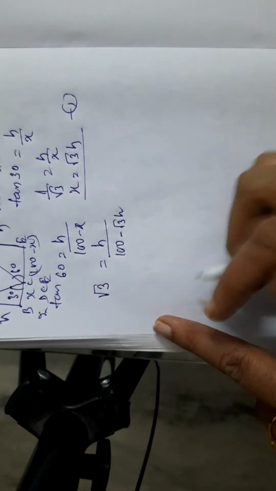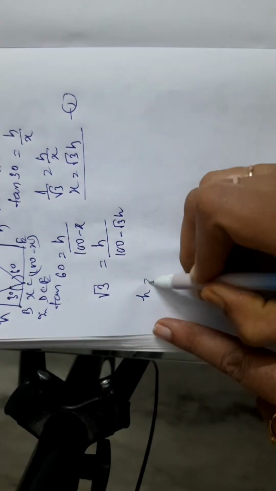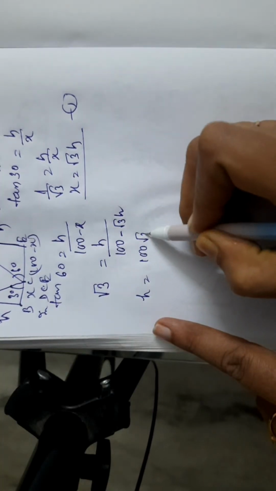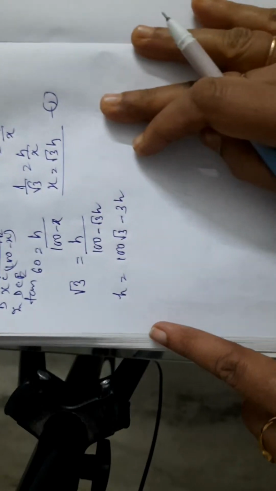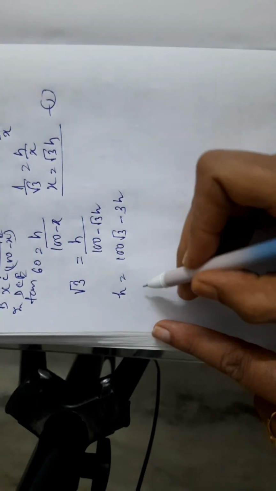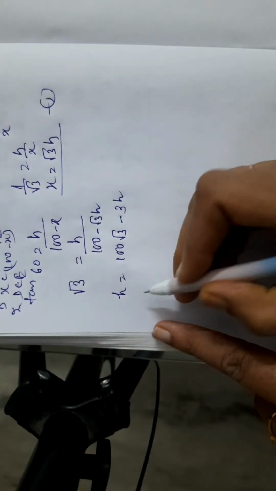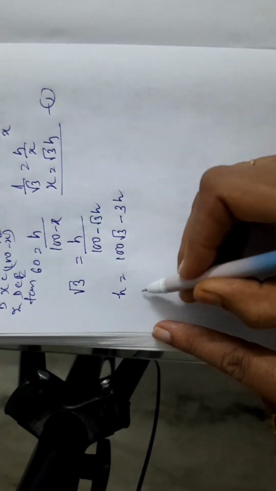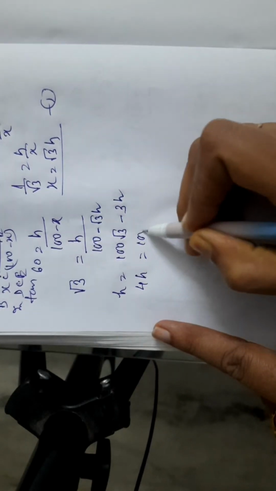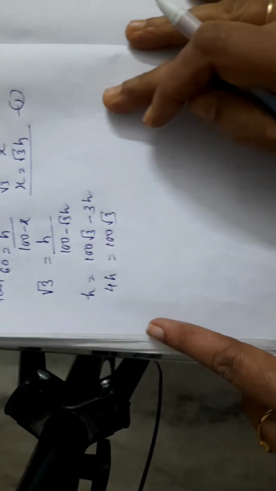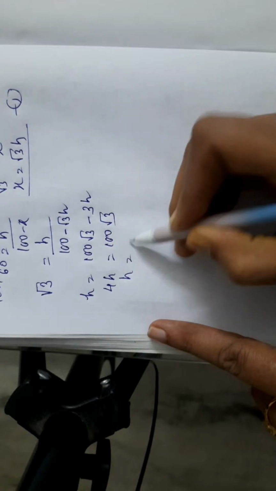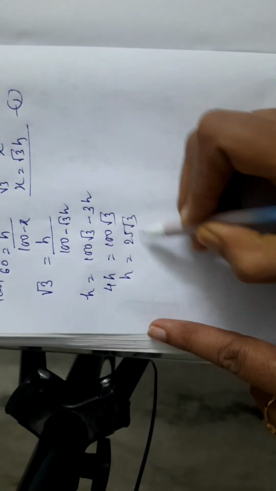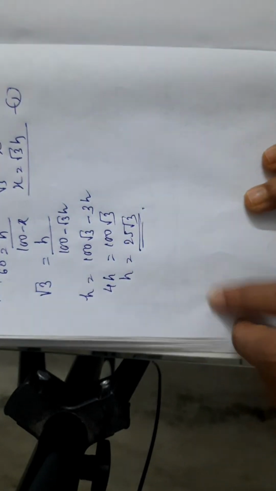Now multiplying, h is equal to 100 root 3 minus root 3 times root 3 h, which is 3h. Now shifting 3h towards the right, h plus 3h is 4h, which is 100 root 3. Thus h is 25 root 3. So we got the height of the pillar.